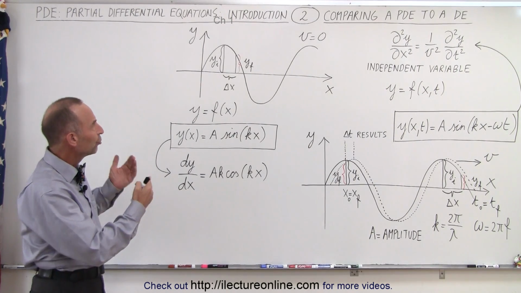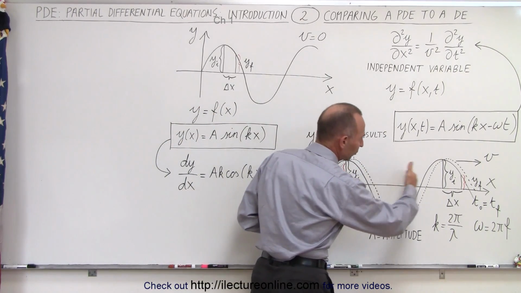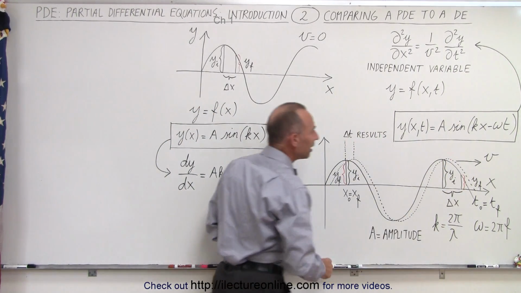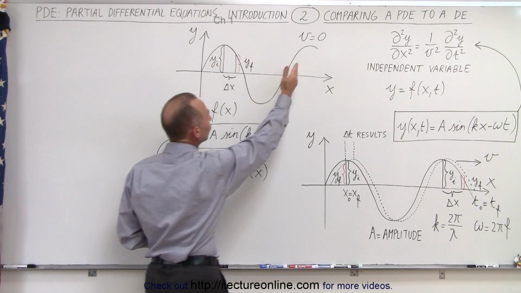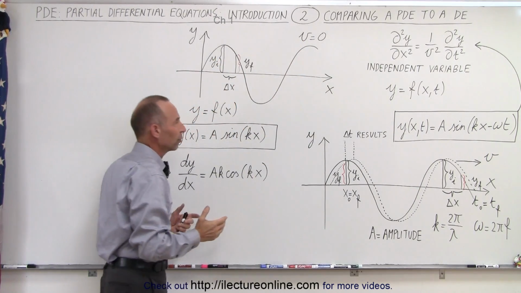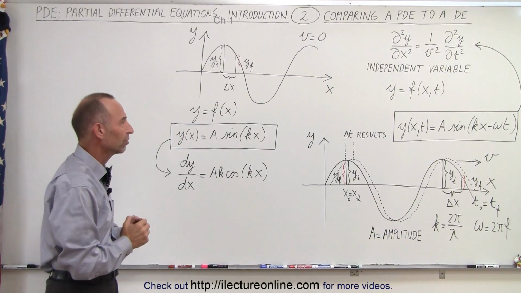So here we have two wave functions. One where the wave can actually travel to the right over time with a velocity v, and the second one where the wave is simply fixed in place, it doesn't change, it has velocity equal to 0. So as time goes by, the wave doesn't move, it stays in the very same place.